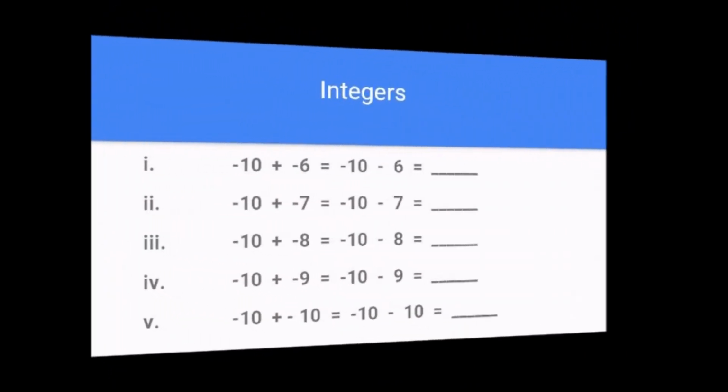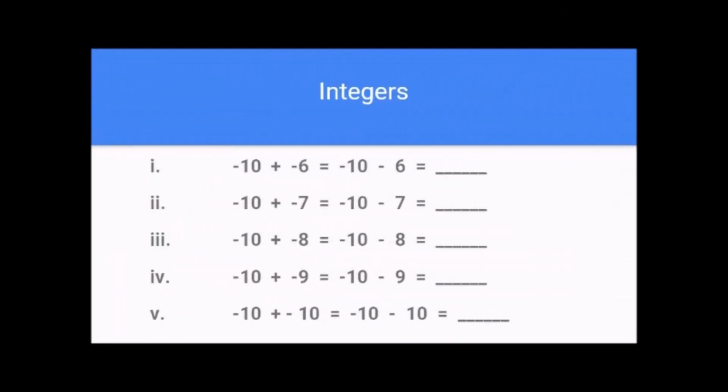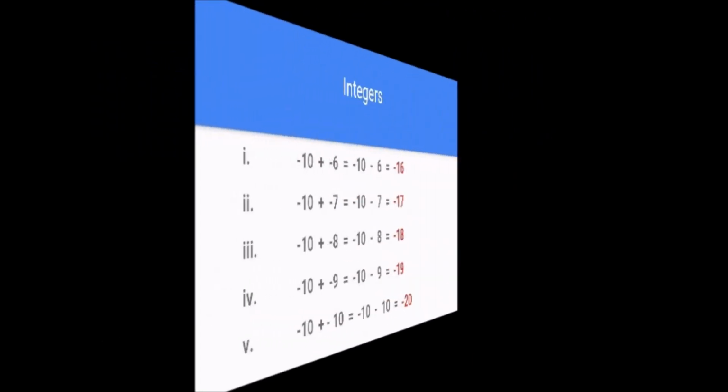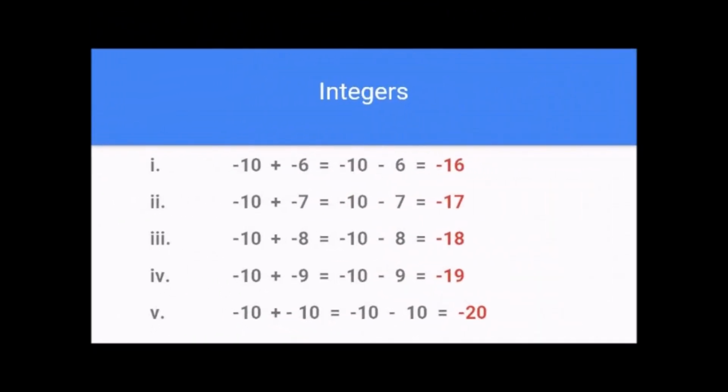Okay. Now, let's continue. Now I want you to write the answer, and I've done the two steps for you. So negative 10 plus negative 6 is negative 10 minus 6. Negative 10 plus negative 7 is negative 10 minus 7. Negative 10 plus negative 8 is negative 10 minus 8. Negative 10 plus negative 9 is negative 10 minus 9. Negative 10 plus negative 10 is negative 10 minus 10. Put the answers. Here we go.